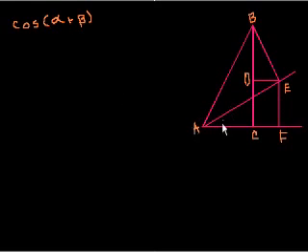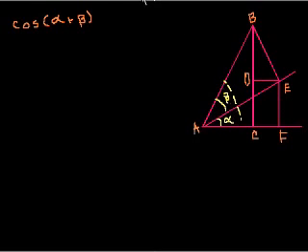Just like that last proof, let's say that this angle, now that color isn't bright enough, let's do yellow. Let's say that this angle right here is alpha, and this angle right here is beta. We want to know cosine of alpha plus beta. So alpha plus beta is this large angle right here. So what's the cosine of that?